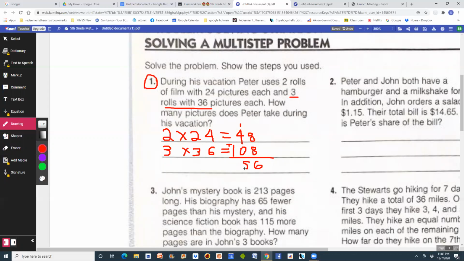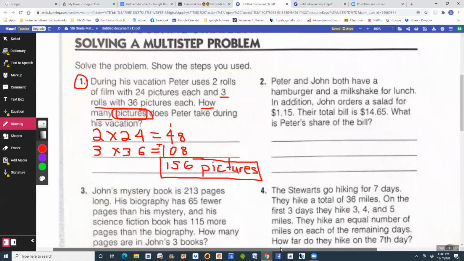Well, you could have used your calculator for that. 156, and then we always want to label our answer correctly. 156 pictures. And if you can't figure out what the word is supposed to be, a lot of times it'll say how many, and then that word will be after it. That doesn't happen every time, but a lot of times it does. And then we box our answers. Now that one did fit pretty well in the space, but some of these aren't going to fit that well. So I would like you to show your work on the lined paper.